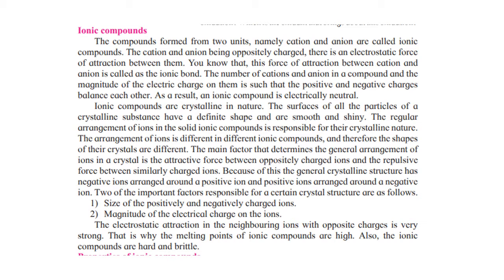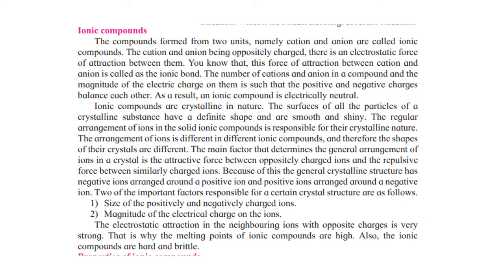The number of cations and anions in a compound and the magnitude of the electric charge on them is such that the positive and the negative charges balance each other. As a result, an ionic compound is electrically neutral.